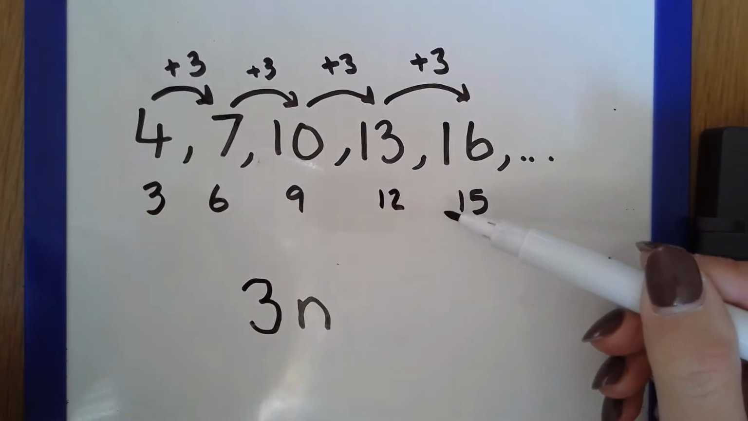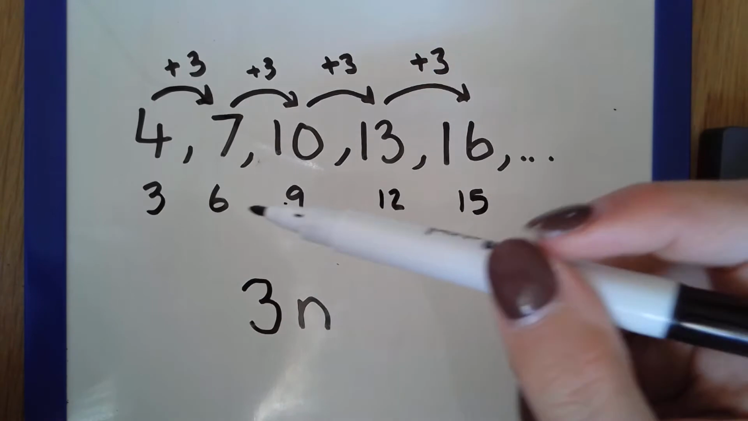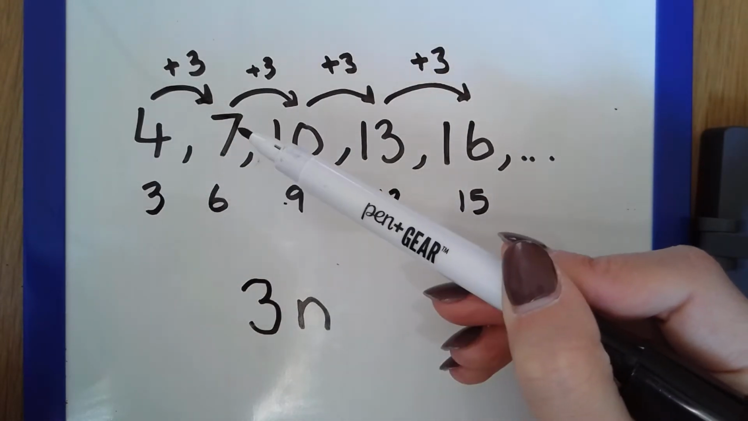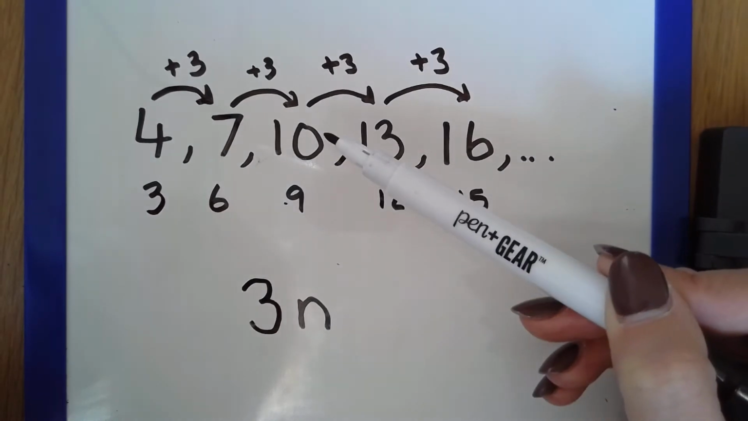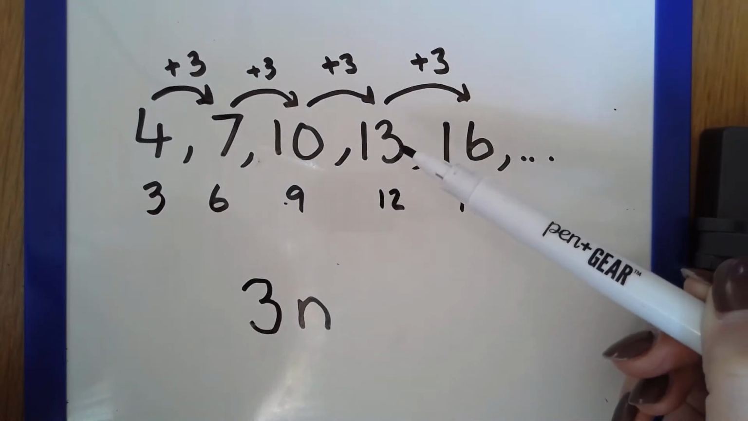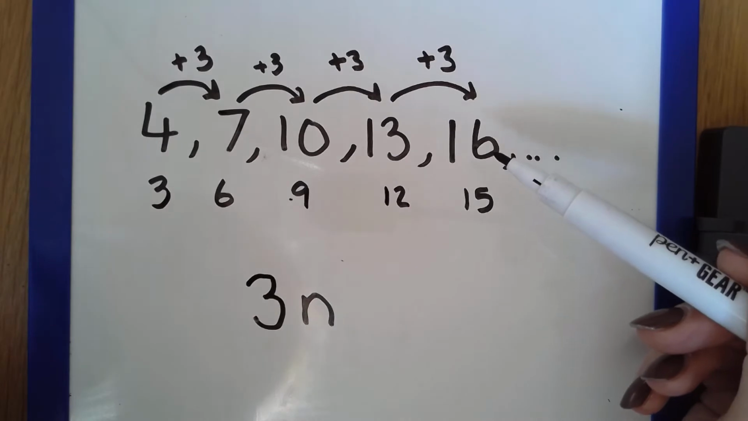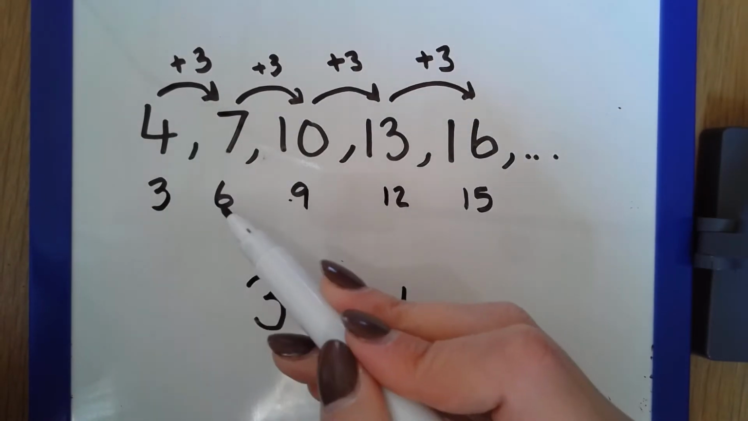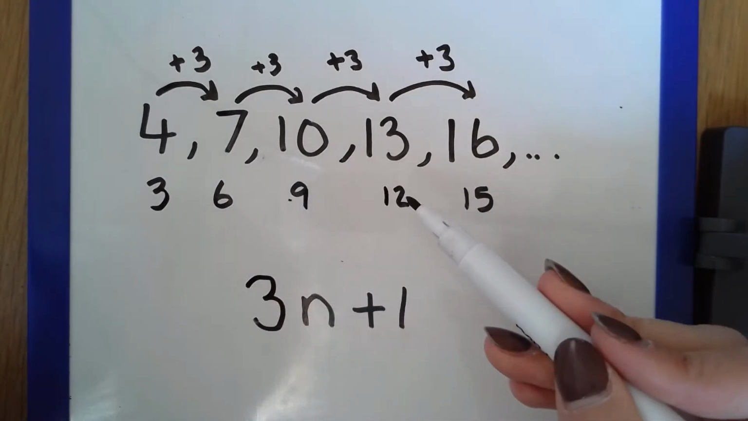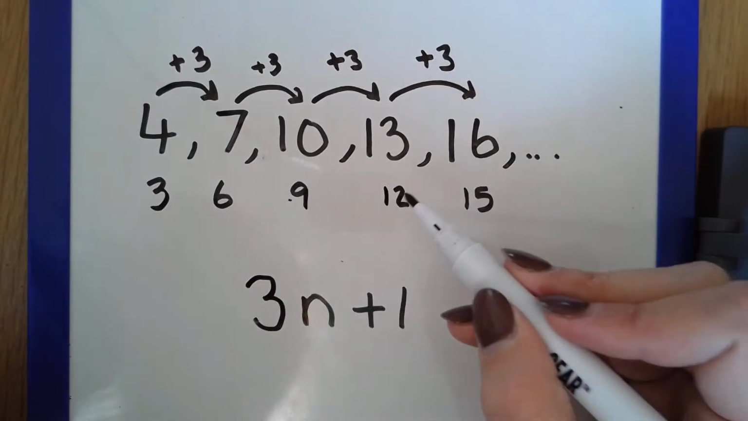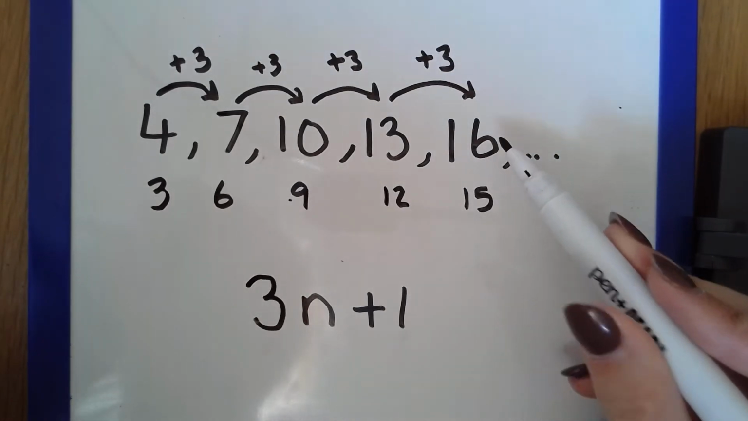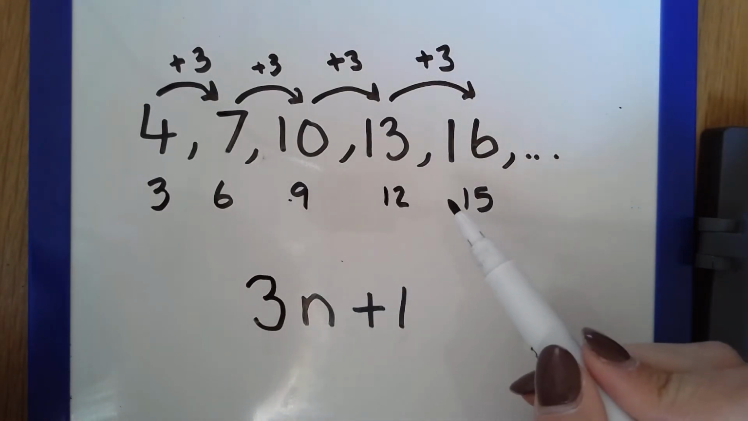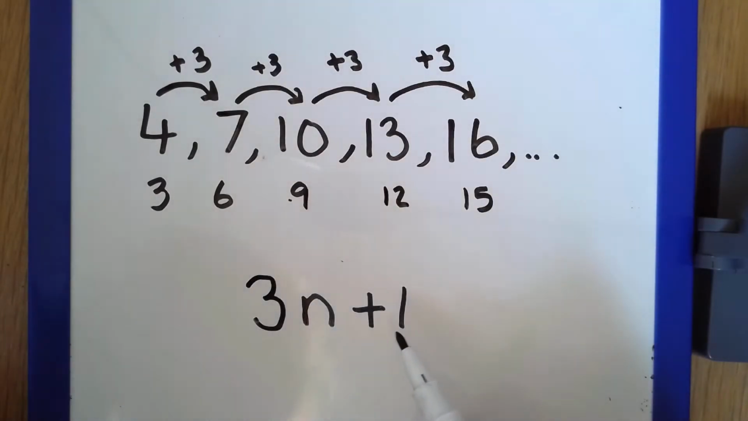I need to find out what I need to add or subtract to get to my sequence. How do I get from 3 to 4? From 6 to 7? From 9 to 10? From 12 to 13? From 15 to 16? Well, I just need to add 1. 3 add 1 is 4, 6 add 1 is 7, 9 add 1 is 10, 12 add 1 is 13, and 15 add 1 is 16.